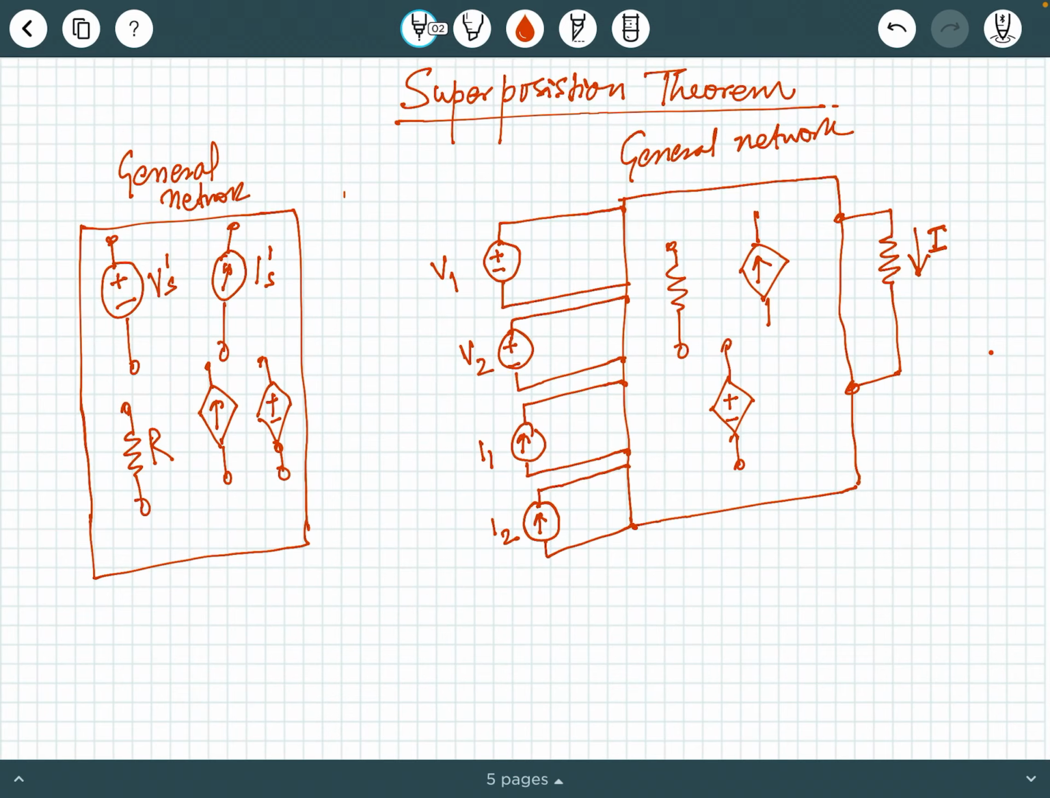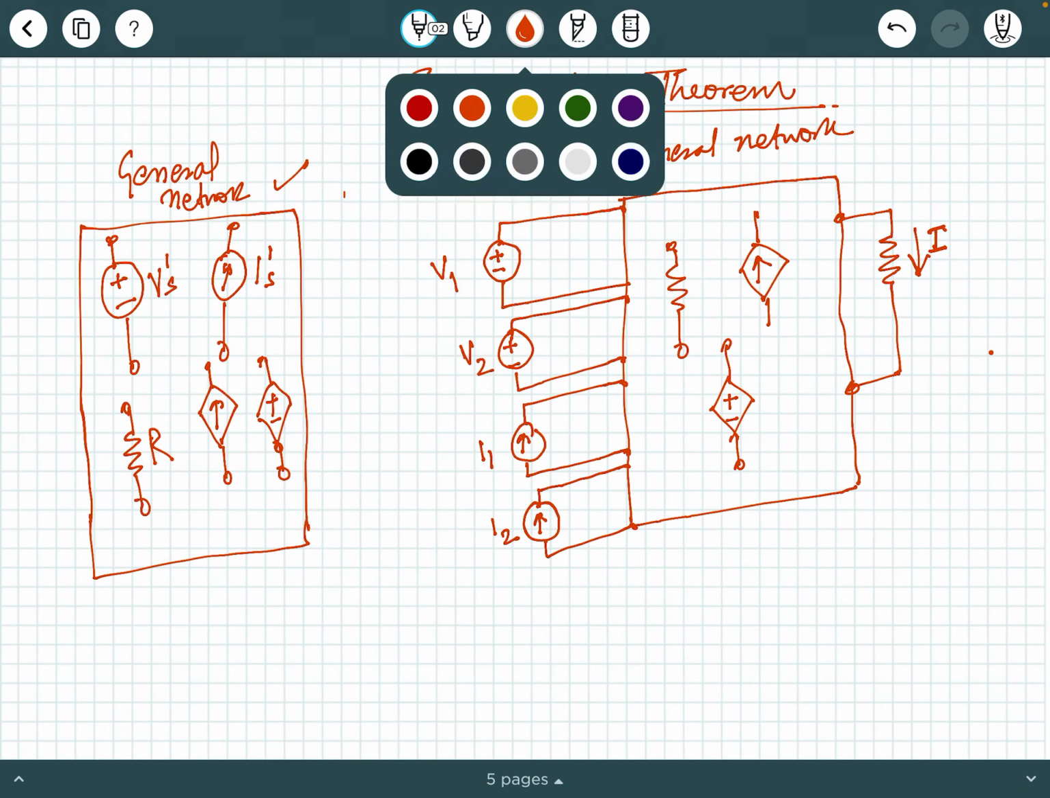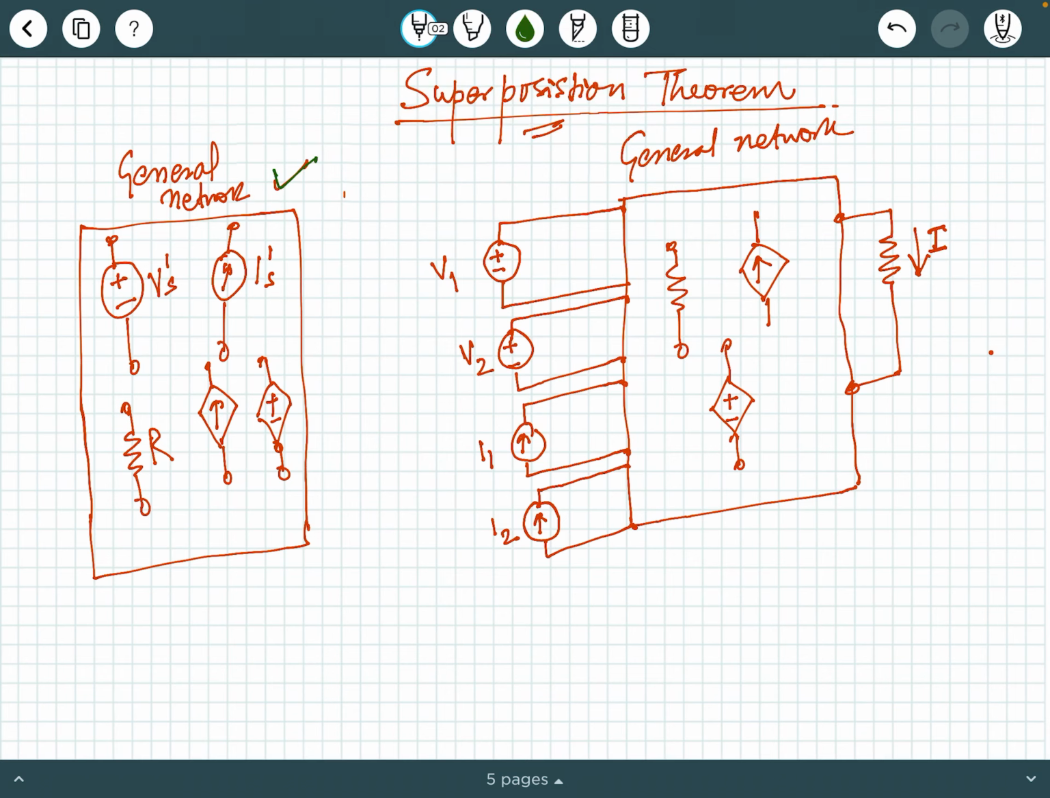Okay, so in this part of the lecture, we will see the important concept of the superposition theorem. For this, I am taking the example of a general network. If you see this, this is a general network, and in this general network, what could it consist of?